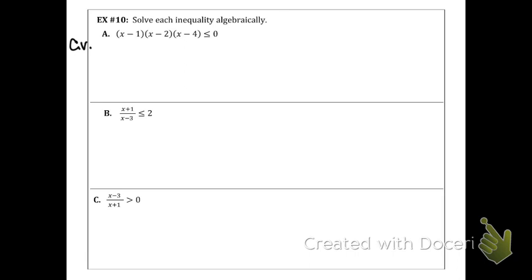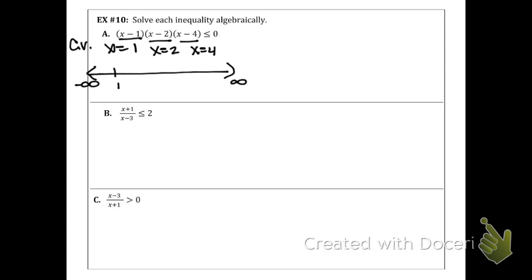And so when we set this first one equal to 0, we'll get x equals 1. X minus 2 equals 0, we get x equals 2. And x minus 4 equals 0, we'll get x equals 4. And so remember, those are the numbers that we use on our number line in numerical order. And we're going to pick numbers in each interval. So 0, 1.5, 3, and 5. And they're just going to plug it into our function and see what we get.